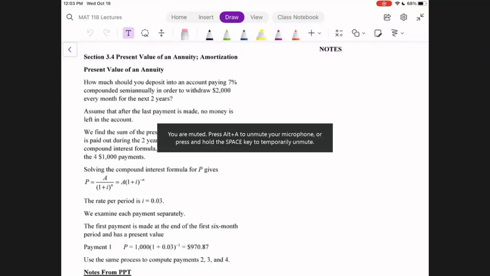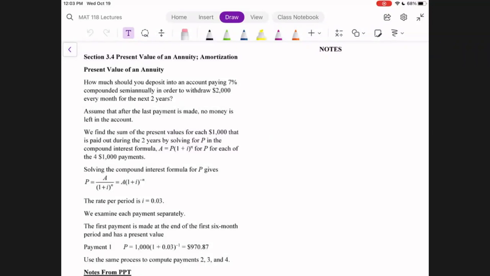Hey everyone, this is a video on section 3.4, and this will tie in the end of Unit 3, all about financial math. So, in 3.3, we talked about future value of an annuity, sinking funds, and now we're going to talk about present value of an annuity and amortization.